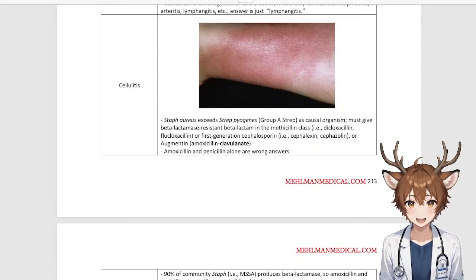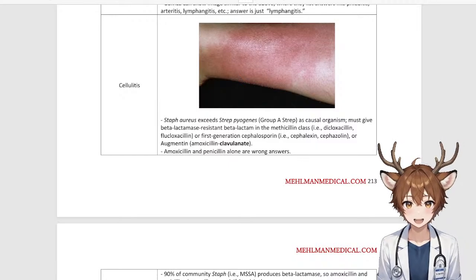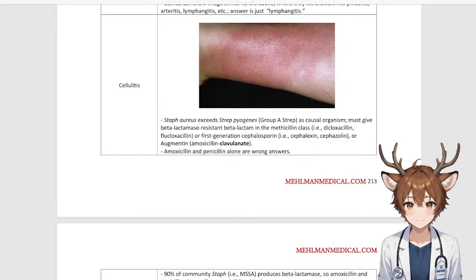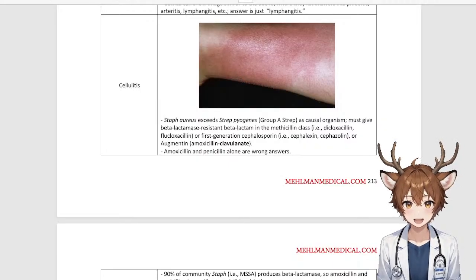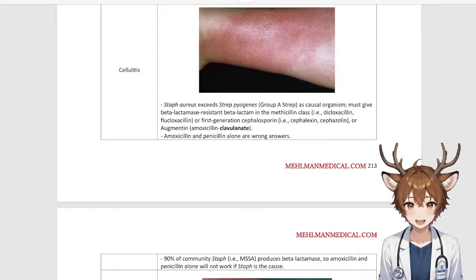90% of community staph, that is to say MSSA, produces the beta-lactamase, so amoxicillin and penicillin alone will not work if staph is the cause.